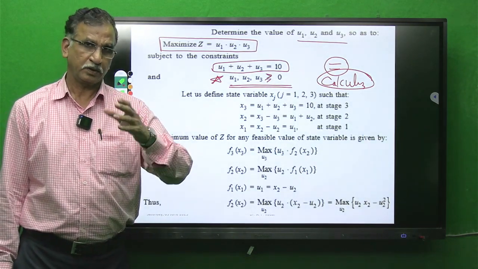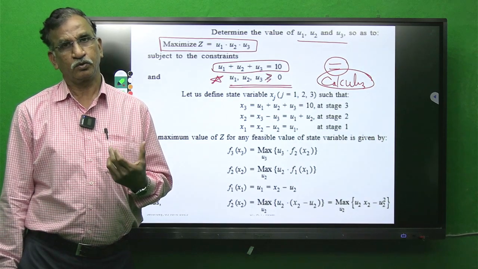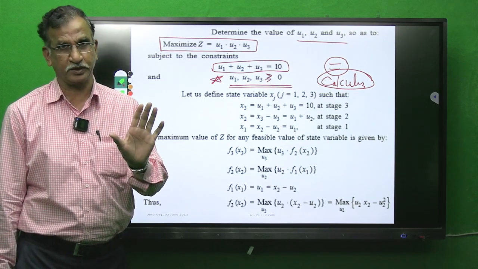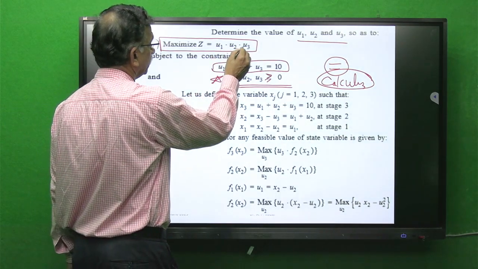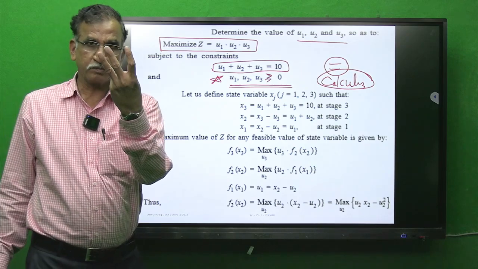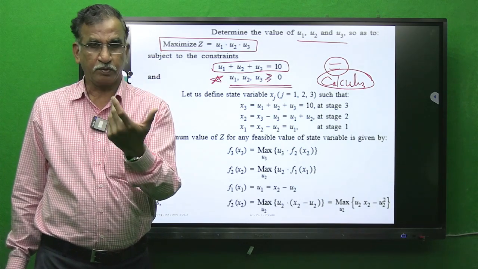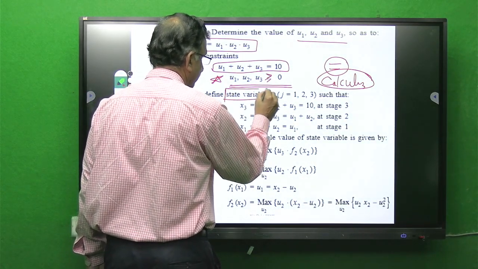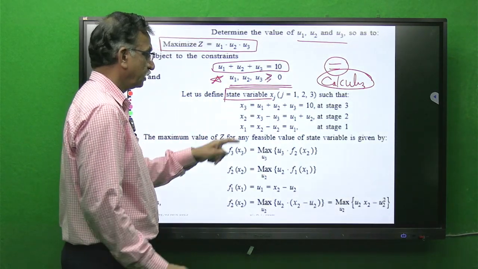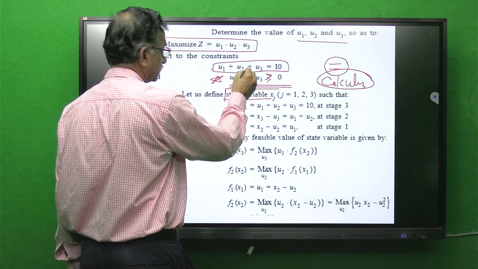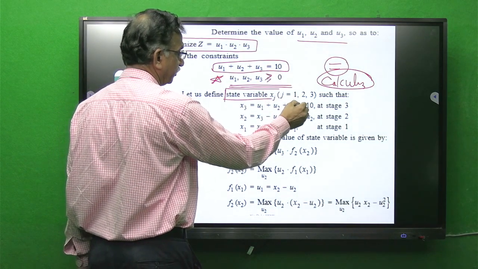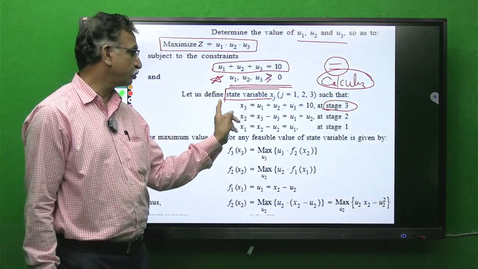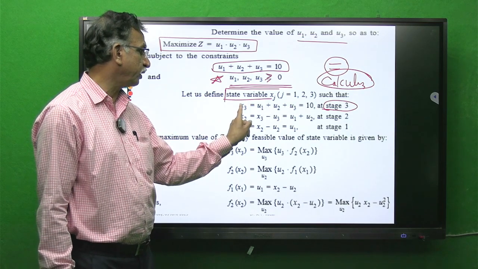The steps are the same: you have to find the state variable, and you have to find the objective function, the final optimized function, of each stage. So here, u1, u2, u3, since there are 3 terms, means 3 stages. The problem will be in 3 stages. It will be defined like this: x3 stage is the sum of u1, u2, u3, maximum value 10. Stage 3 is the final stage. If I go for x2, I have to subtract this u3 from x3.